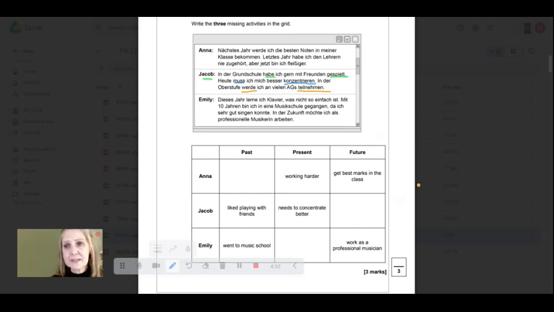So Jakob, we can see already the AQA have filled in the past and the present, so we don't need to worry about that. Don't worry about wasting time with that. We're looking for the future. So for the future, we had to wait, didn't we? With Jakob, we had to wait until the end of Jakob's paragraph. Three sentences in, you get to the future. In der Oberstufe werde ich an vielen AGs teilnehmen.